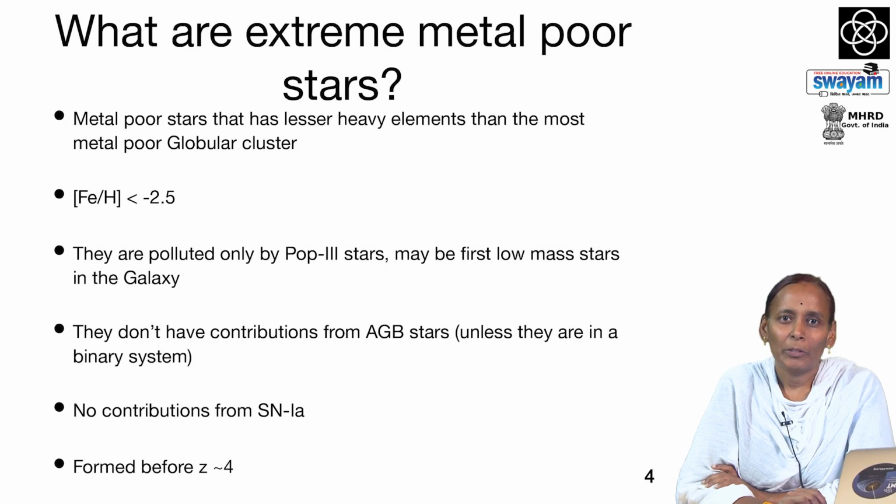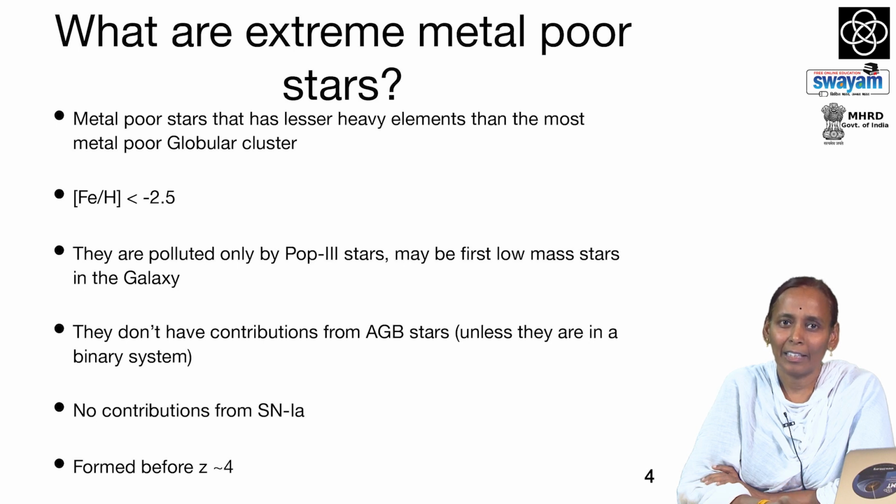So, what are metal poor stars? The extreme metal poor stars are defined as stars that have fewer heavy elements compared to the most metal poor globular cluster in the galaxy. The typical metal poor globular cluster has a metallicity of about minus 2.5. So, any star which is more metal poor than minus 2.5 is called an extreme metal poor star.